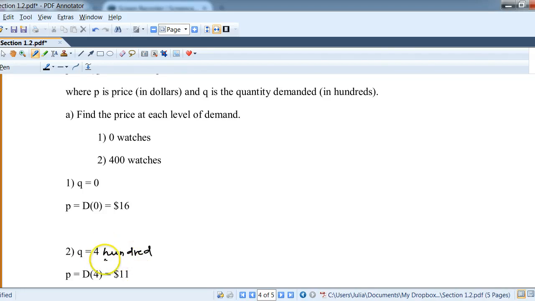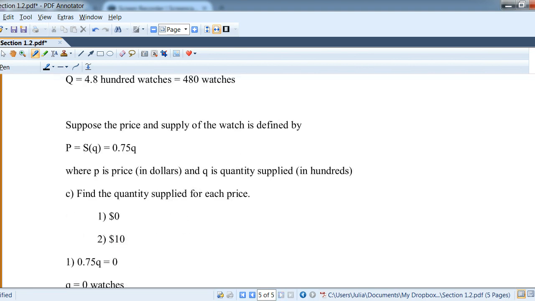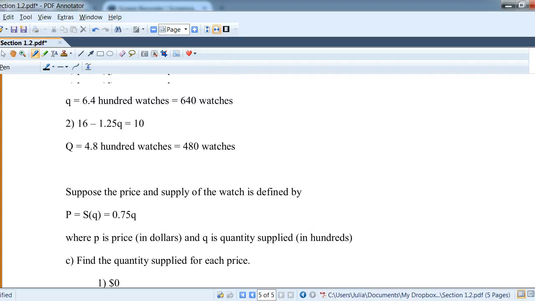As you notice how I wrote it out, 400 is equal to 400. But we must pay attention to the units. So if it's in hundreds, we have to divide by it, and we get that. And we go to the next page. I think we have the same kind of idea.